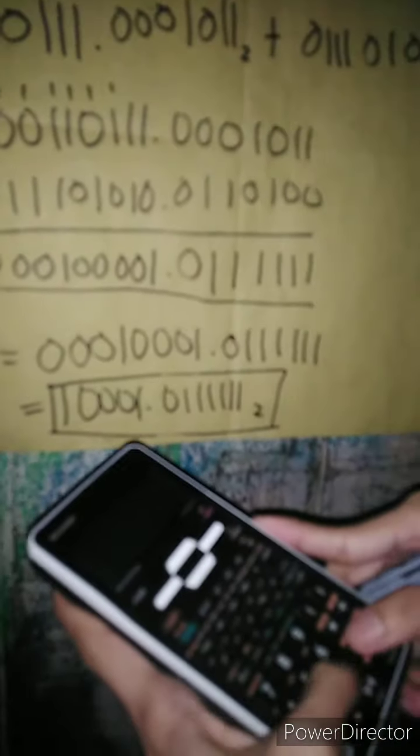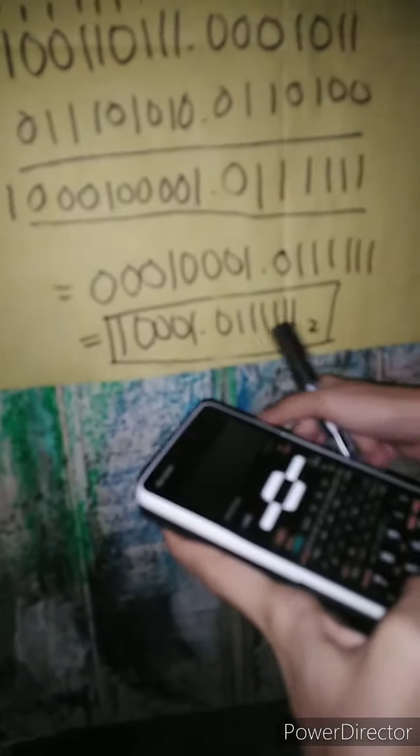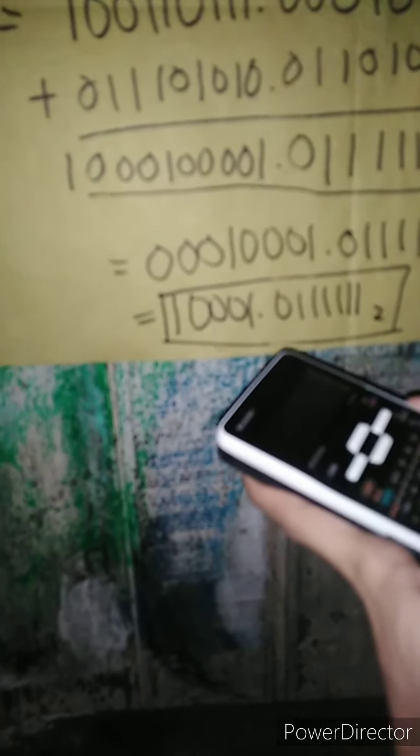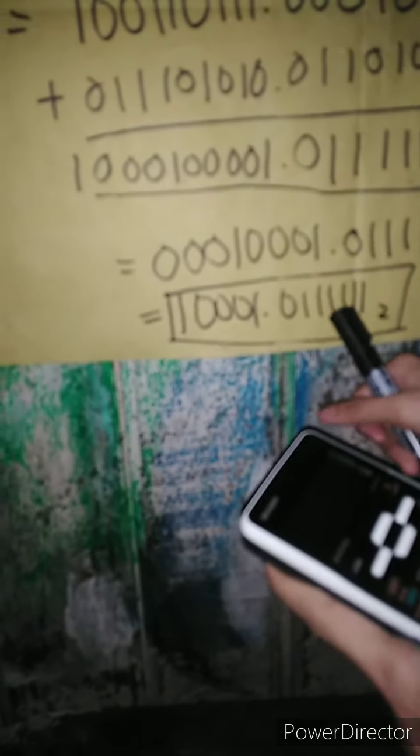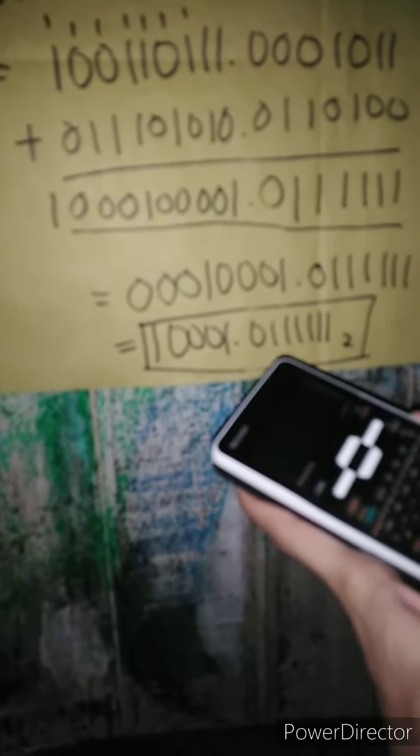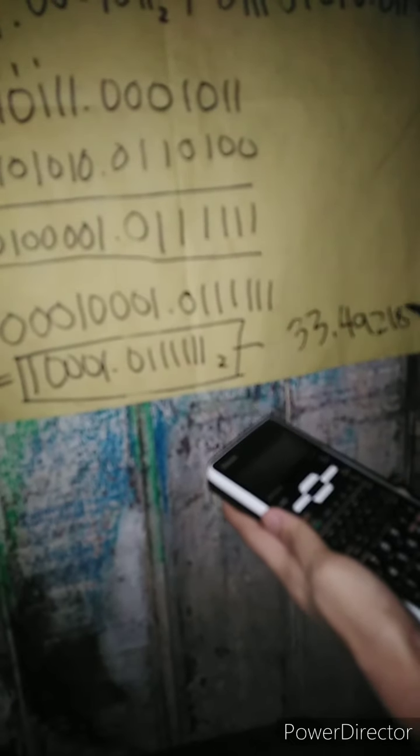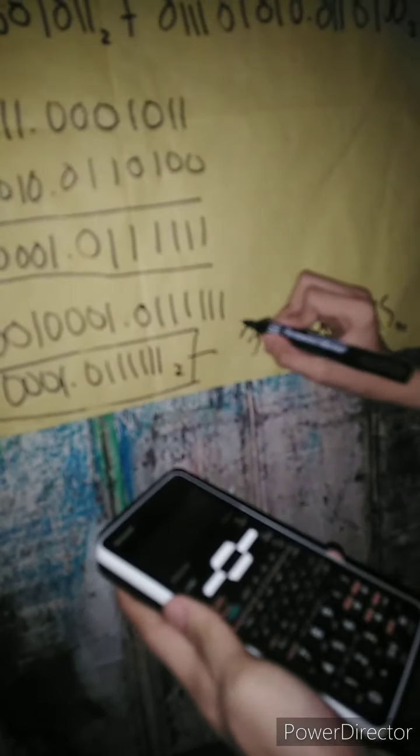So, we have 1, 2, 3, 4, 5. So, 5, 32, plus 1, plus 1 half, 1 fourth, 1 eighth, 1 over 16, 1 over 32, 1 over 64, 1 over 128, and 33.4921875 base 10. And there you have it. They are similar.